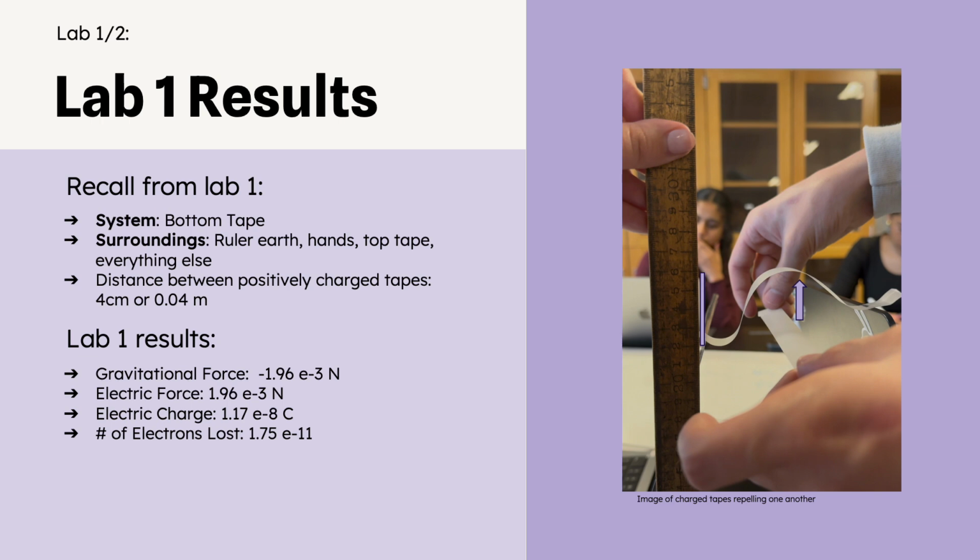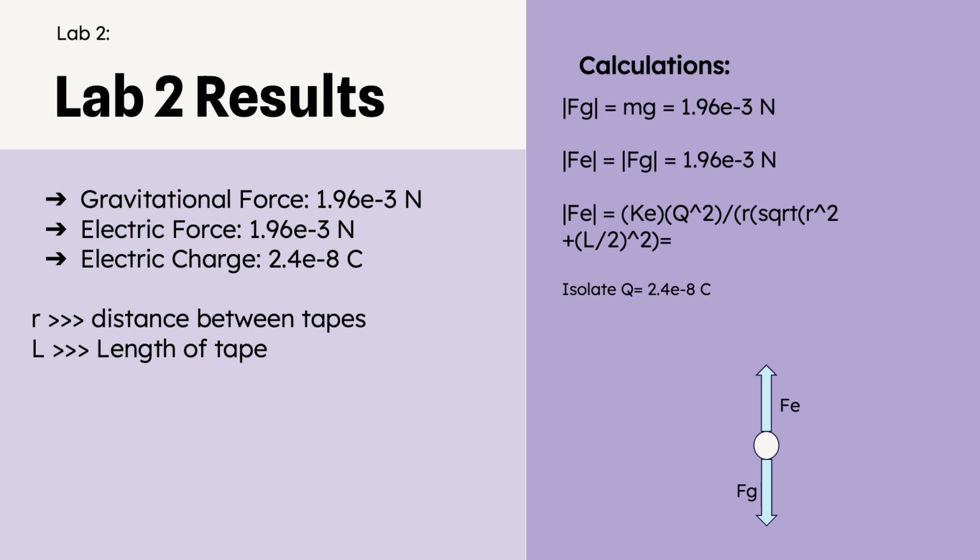And our results were that our electric charge was 1.17 times 10 to the negative 8 coulombs. But that was if we treated the tape as a point charge. In reality, it's not. So here we calculated the new electric charge using the formula seen here for the field of a line of charges. We isolated Q to get 2.4 times 10 to the negative 8 coulombs.